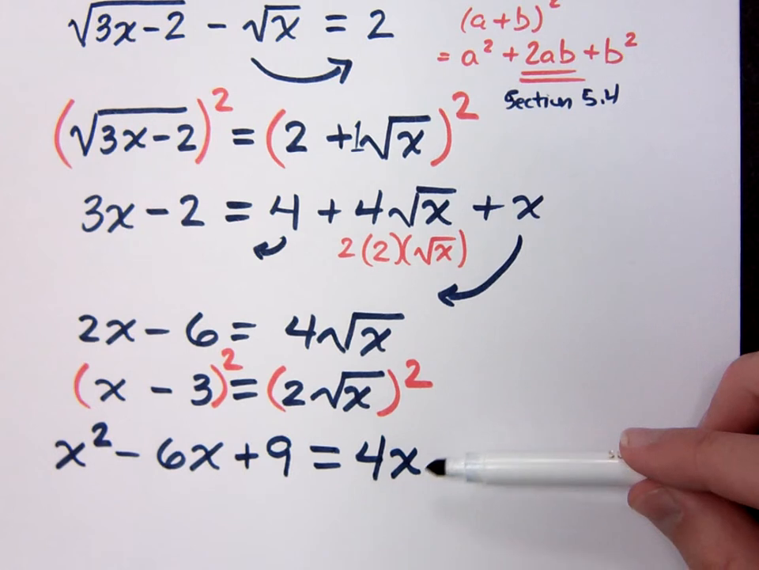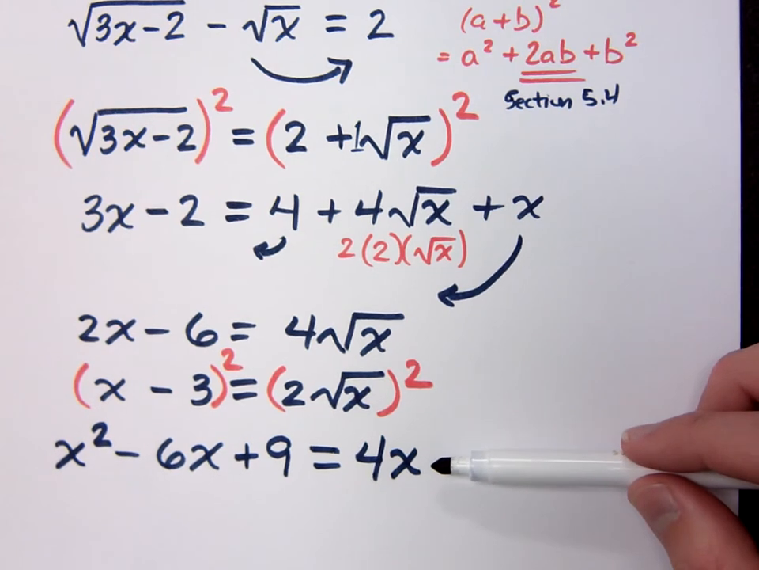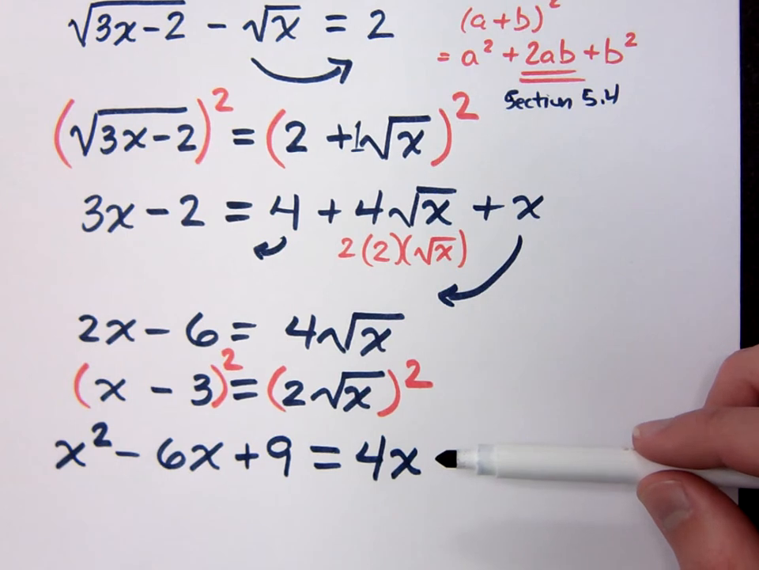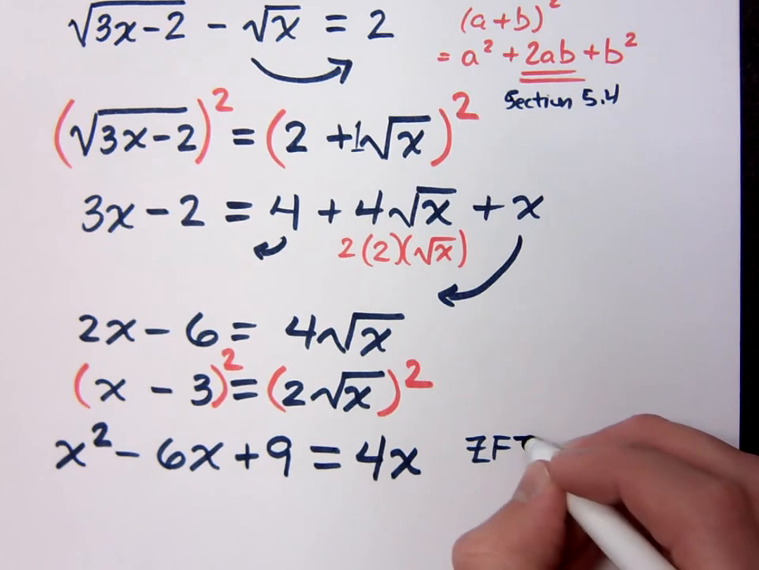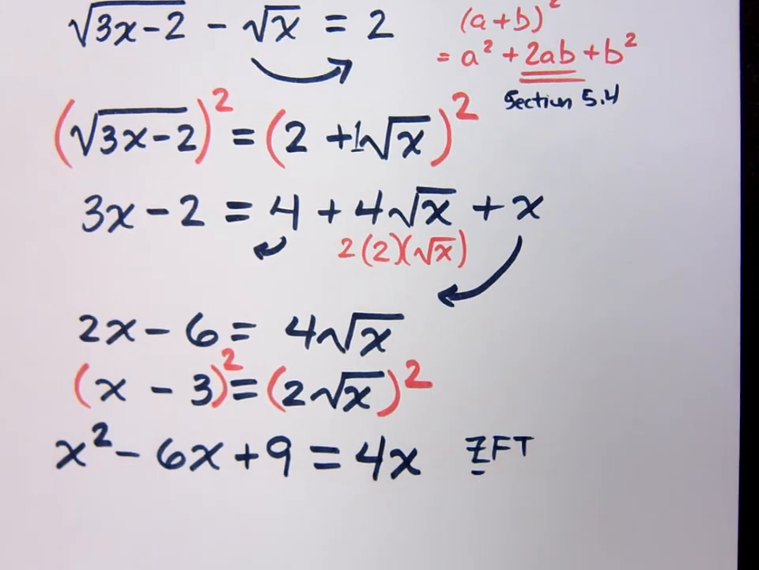Now, look at my equation. It doesn't have any radicals. What type of equation do I have here? Quadratic. So how do I solve this? Zero factor theorem, which means I have to get it equal to 0. So how do I do that?